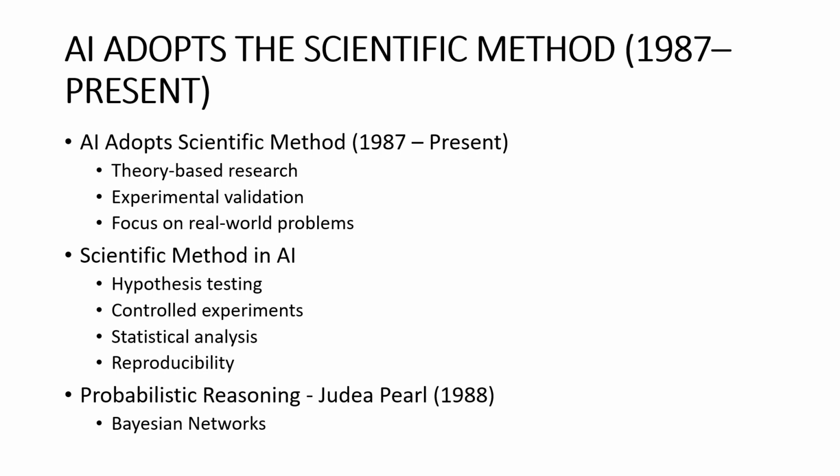For example, in speech recognition, today hidden Markov models dominate because they are mathematically sound and trained on large data sets. So these models are not models of how humans think. They are engineering solutions that work well in practice. So that means there are hypothesis testing, controlled experiments, statistical analysis, and reproducibility. Judea Pearl reintroduced probability into AI through Bayesian networks, allowing AI systems to reason under uncertainty.